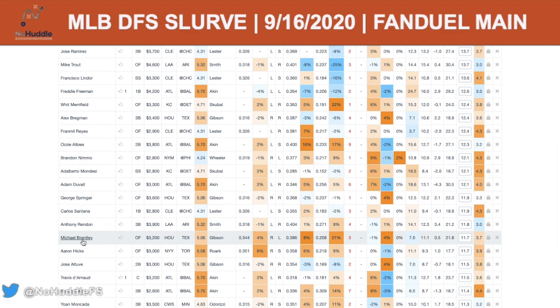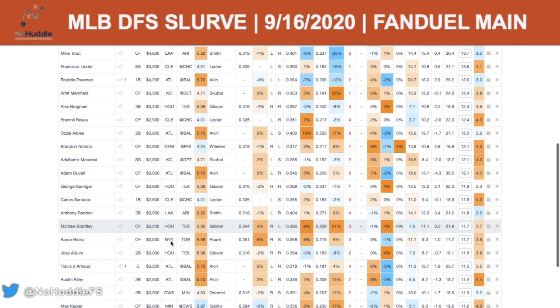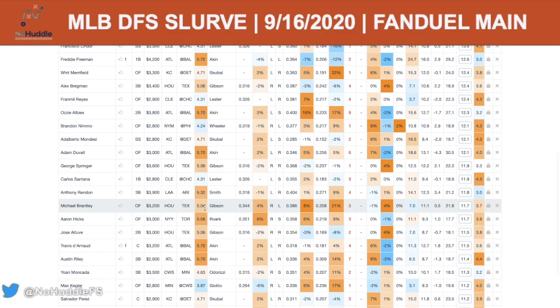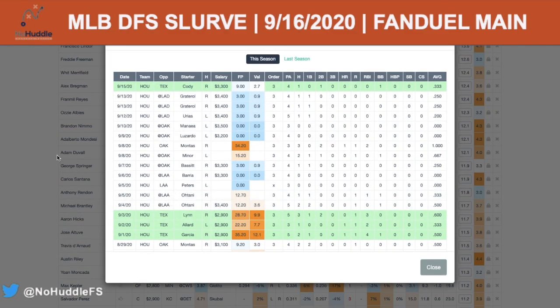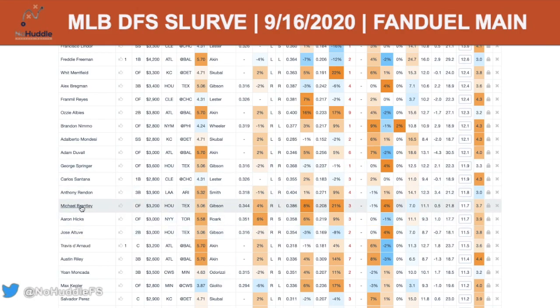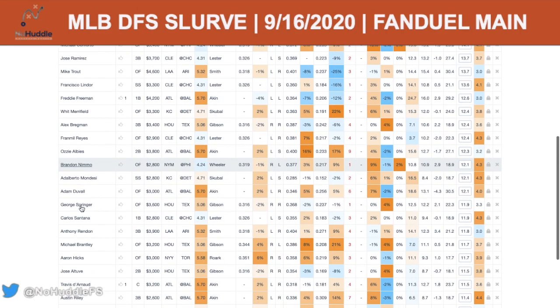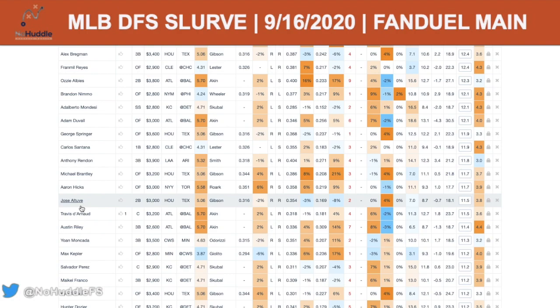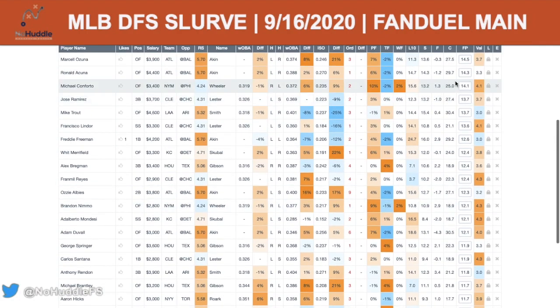I like Michael Brantley tonight. Decent total for this Houston team. I don't want to stack them. Gibson is a ground ball guy, but I do like Michael Brantley. Certainly a good lefty, and a good price on him at $3,200. So outside of the guys I mentioned as part of the stacks, those are some one-off bats I do like.